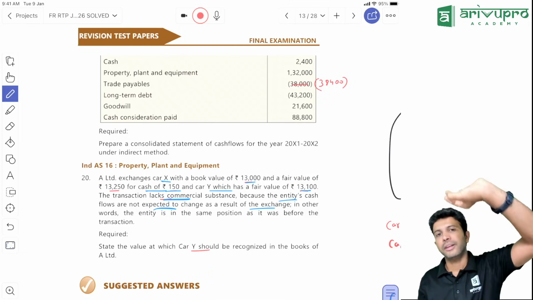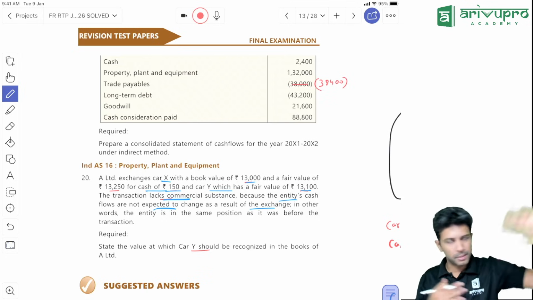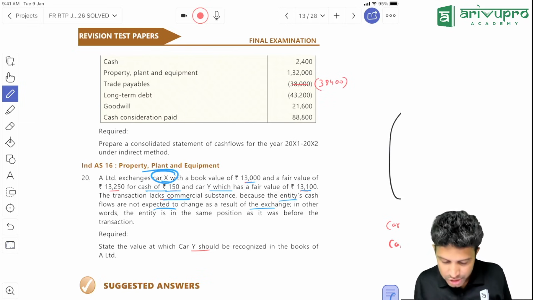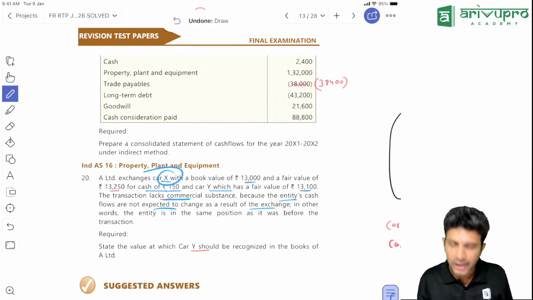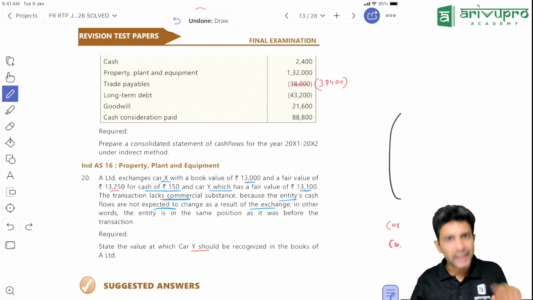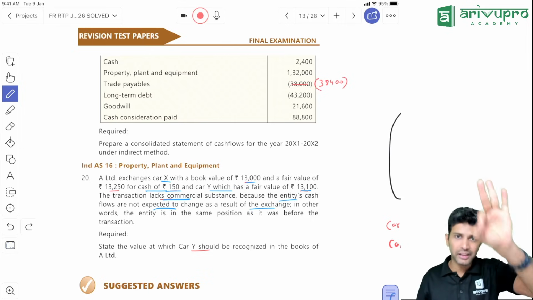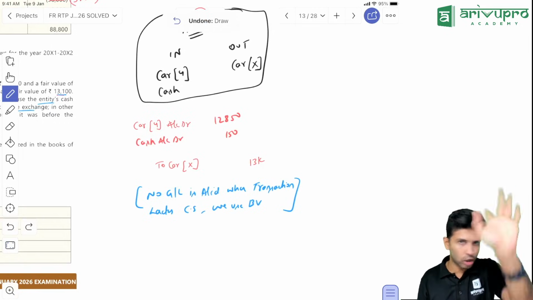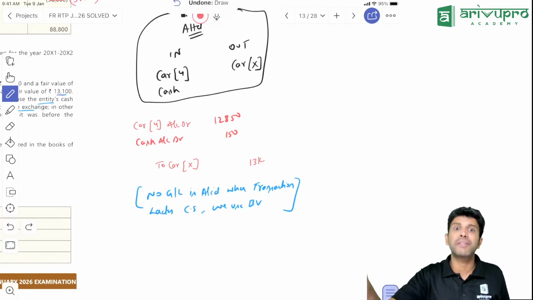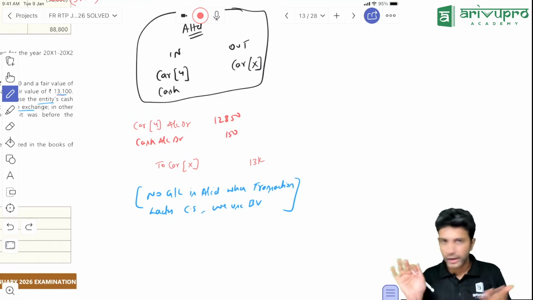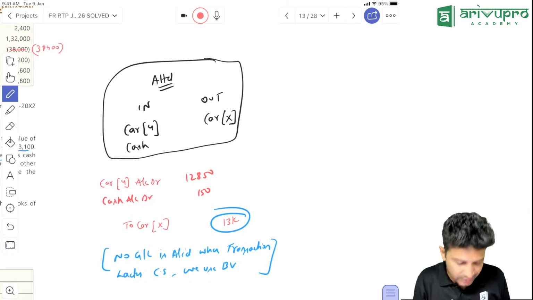Or in simple terms, if the transaction lacks commercial substance, then touch your heart and tell: whether you use car X now or car Y after this exchange, will the cash flow change? No. That means whenever a transaction lacks commercial substance, gain or loss should not be accounted. Whenever you're using fair value, you will book some gain or loss. But whenever the transaction lacks commercial substance, no gain or loss is to be accounted. So you'll derecognize at the carrying amount.